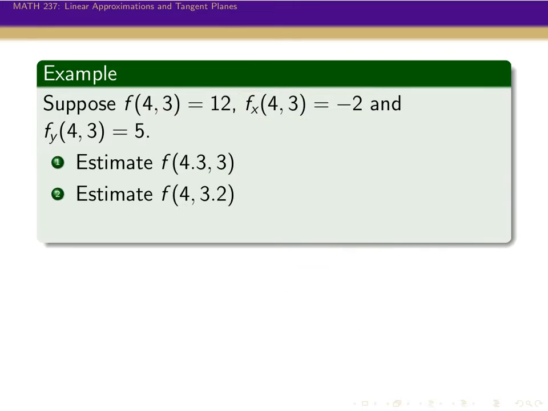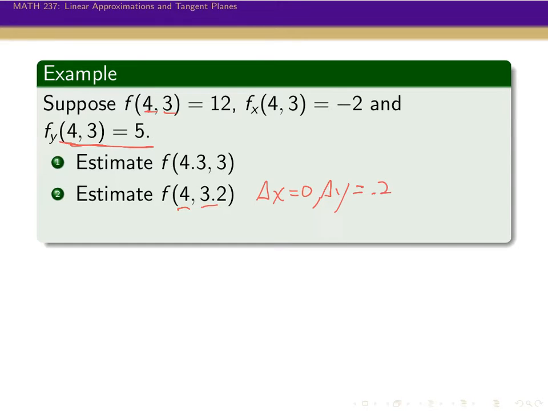Okay. So what if instead we wanted to estimate the value at (4, 3.2)? Well, here the difference between (4, 3) and (4, 3.2) is that x hasn't changed at all, but y has increased by 0.2. And what's telling us what that change in y should do to the value of the function? Well, that's the partial derivative in terms of y.